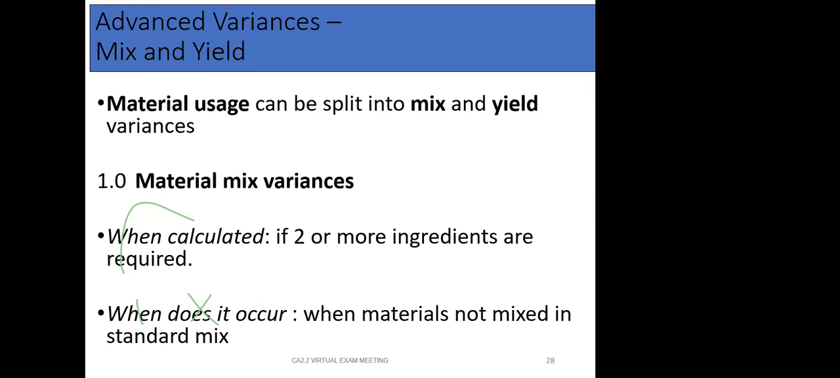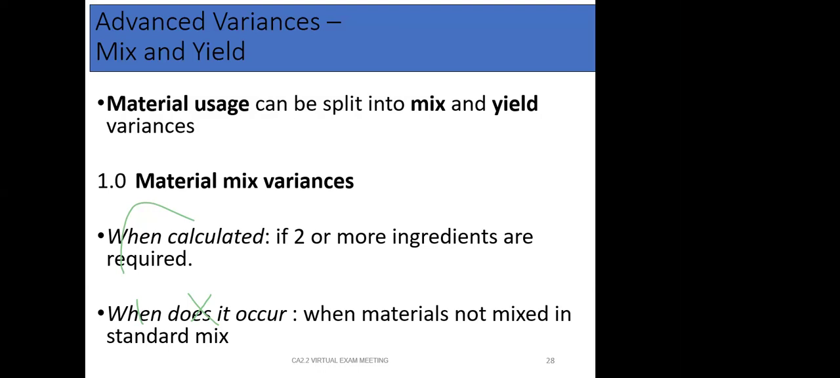Now we move to advanced variances, which are mix and yield variances, and planning and operating variances. So we start with mix and yield variances. The materials usage variance can be split into mix and yield variances. In other words, the material usage variance can be explained by the mix variance and the yield variance.